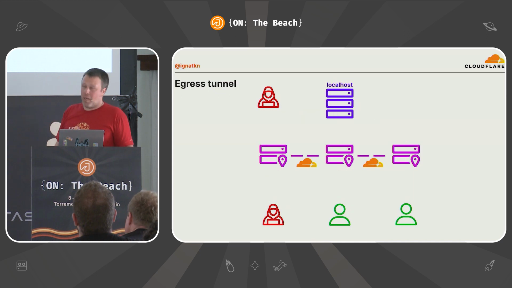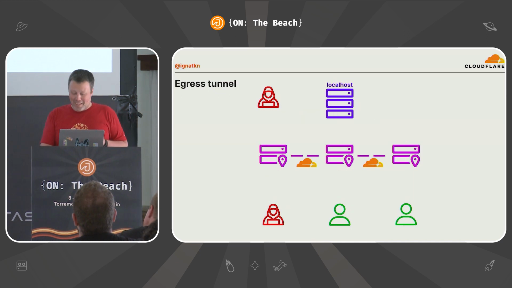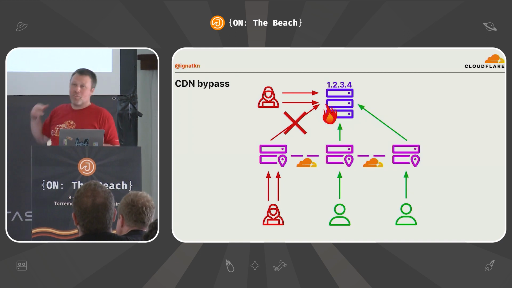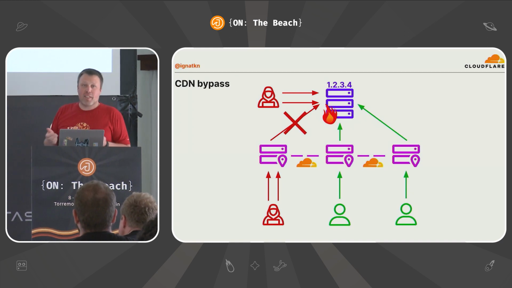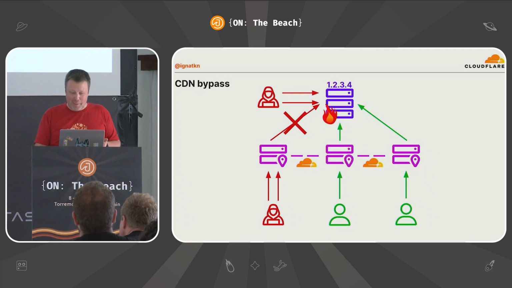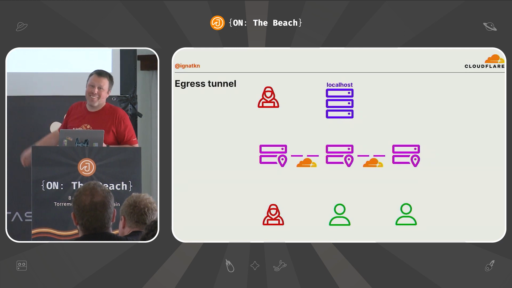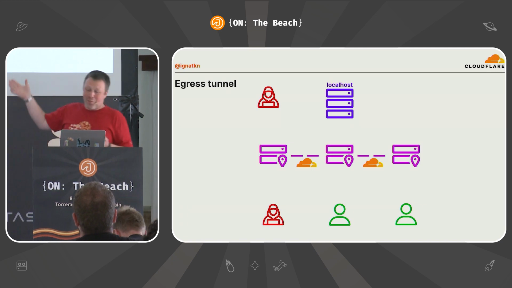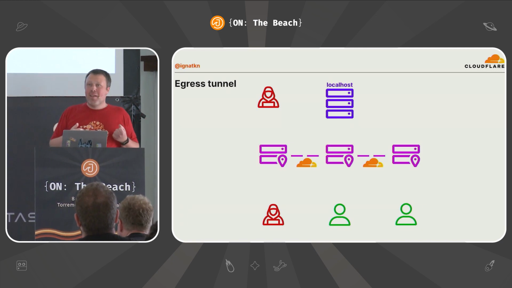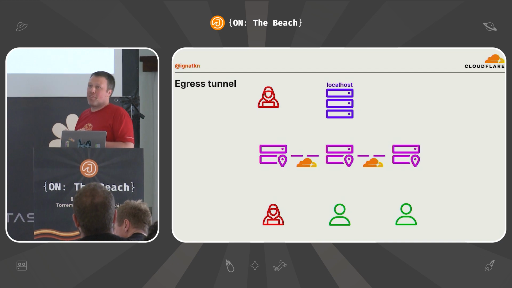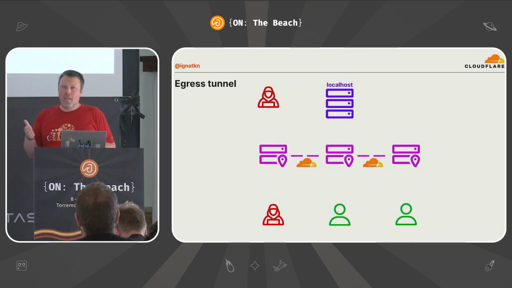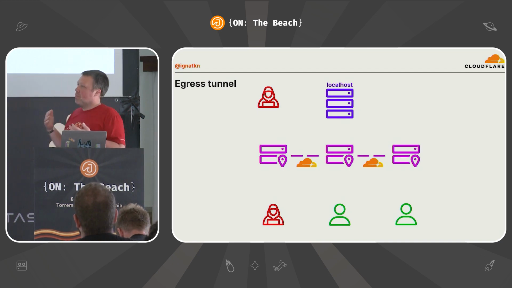So one of the solutions: if the attacker can reach your server over the internet, how can you protect it? Well, you don't run your server on the internet, just run it on localhost. Nothing can get in. But then how will your users access it? So some CDNs, including Cloudflare and many others, support this now. Another way of connecting to it is called an egress tunnel.